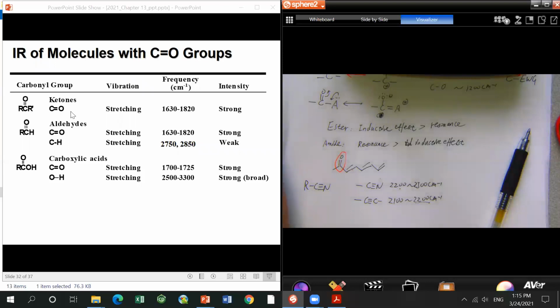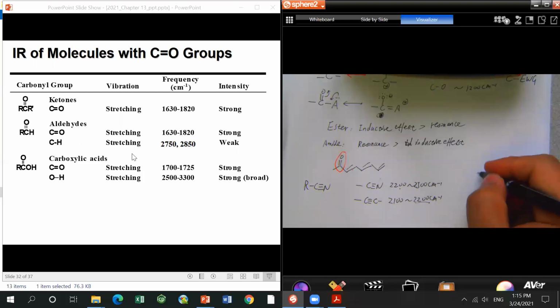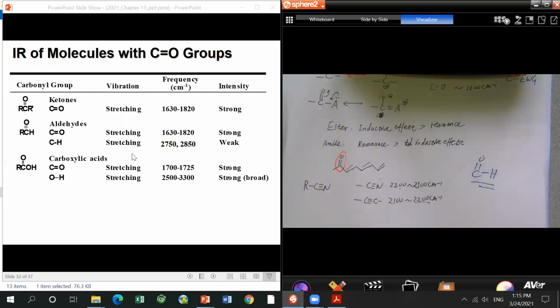For the ketone, there's only the C=O bond, so no special other absorption. Aldehyde has a very similar structure to ketone, but the aldehyde has a special CH stretching. This is not a regular CH; it's the carbonyl CH. There are two peaks, one around 2750 and another around 2850, which is very unique. All other CH stretching won't show that low.